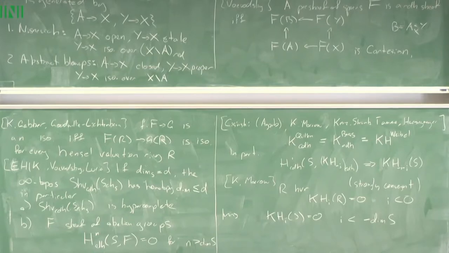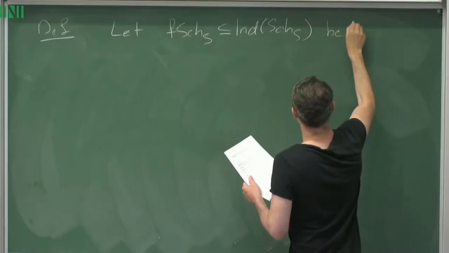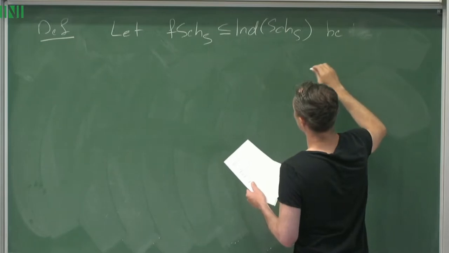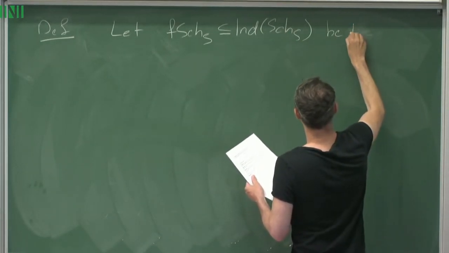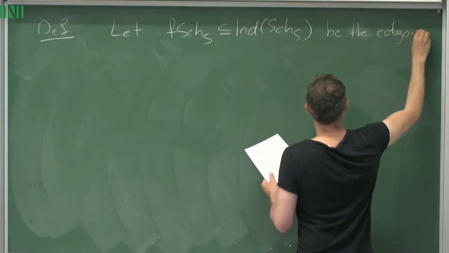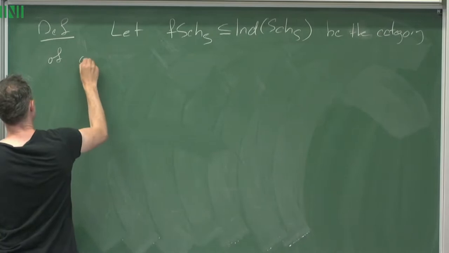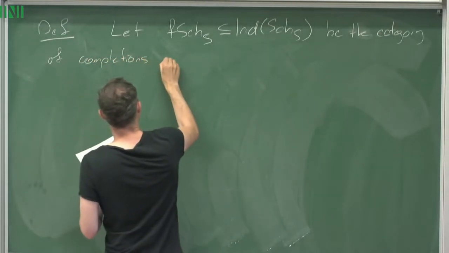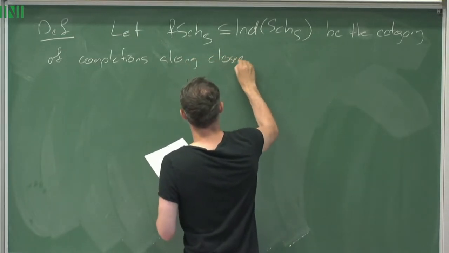So a definition. I'm going to change the site now. Let F schemes. This is not the usual way of thinking about these, but this is the only way that I can think about these. So these are formal schemes, and I'm considering them as ind-objects in these schemes. And I want to take those ind-schemes which are the category of completions along closed subschemes.